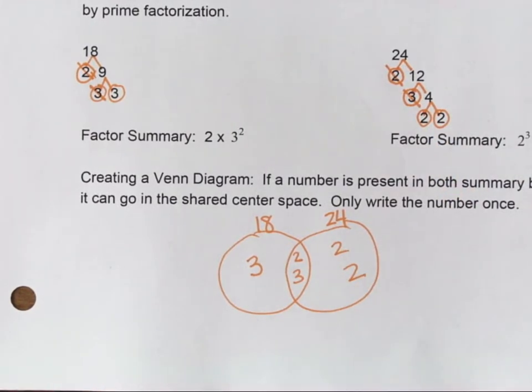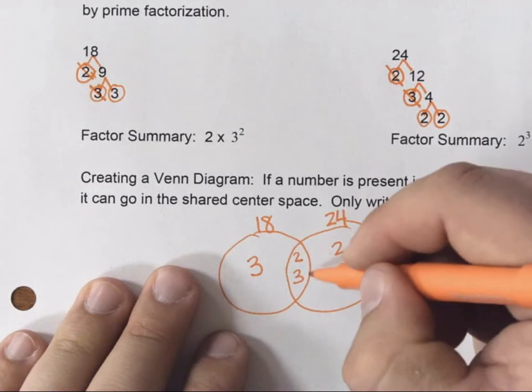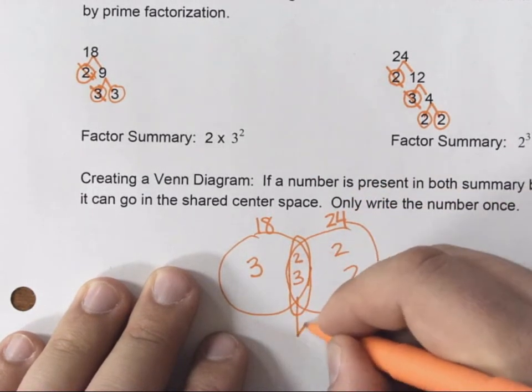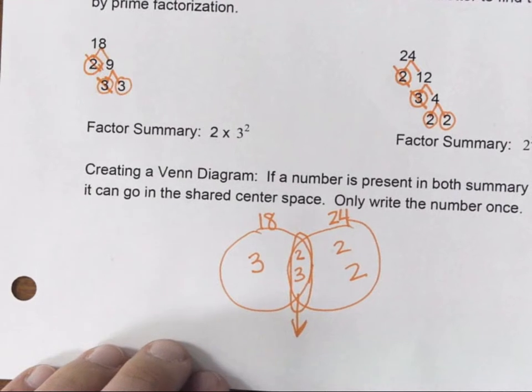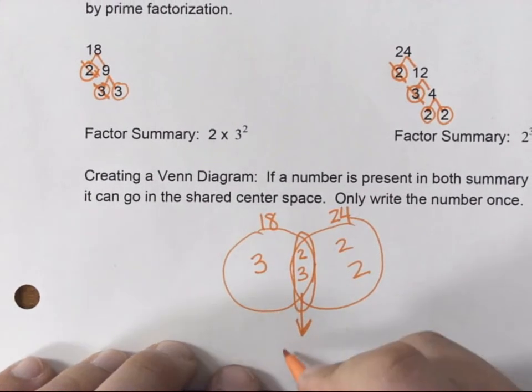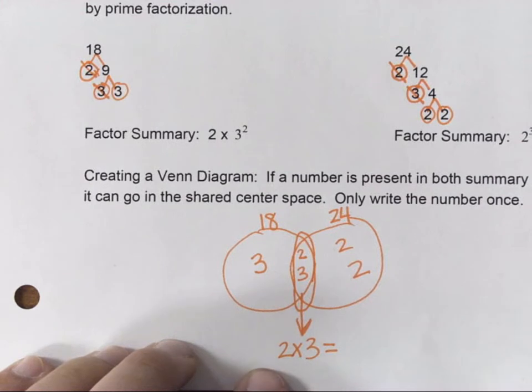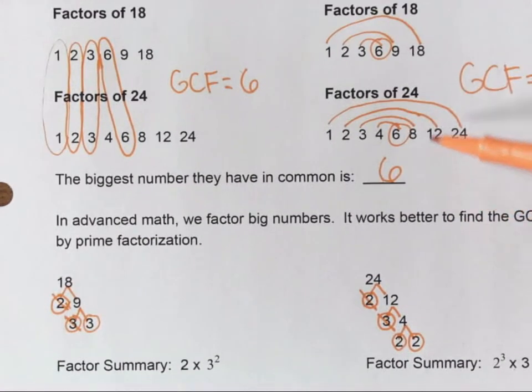So now, if we want to find the greatest common factor, all we're going to do is focus on the numbers in the middle, and we're going to multiply those two numbers together, 2 times 3, and that will give us our greatest common factor of 6, which matches what we found above.